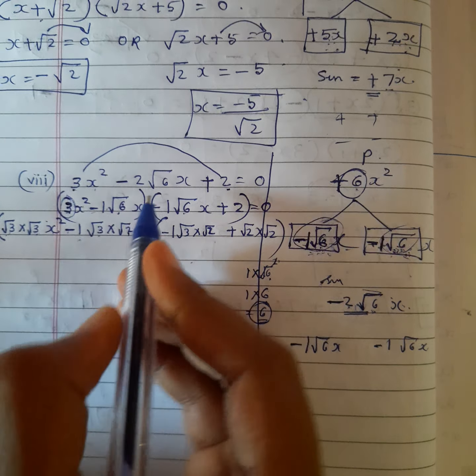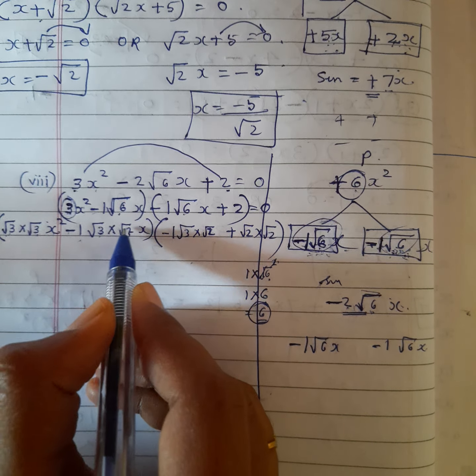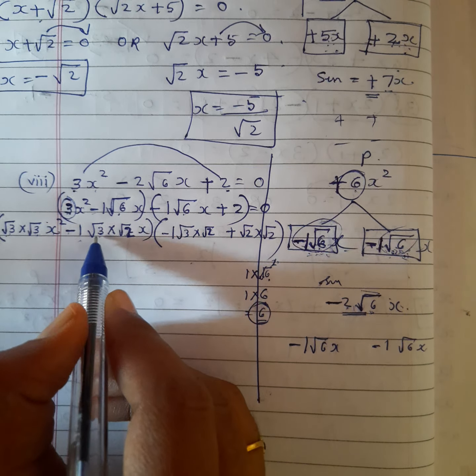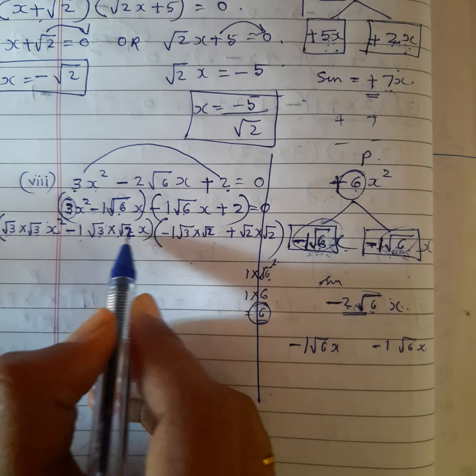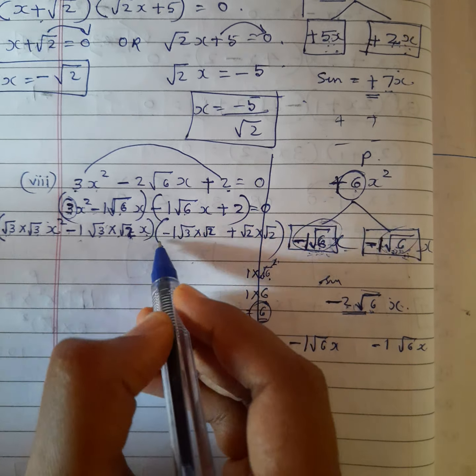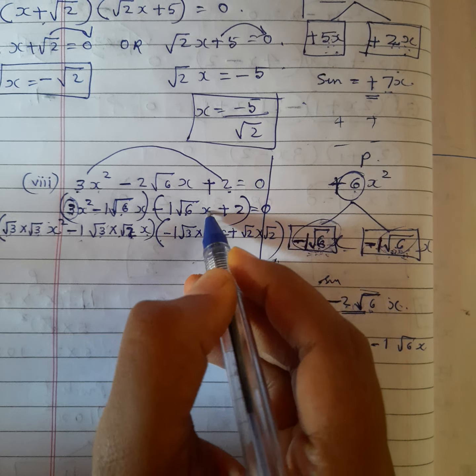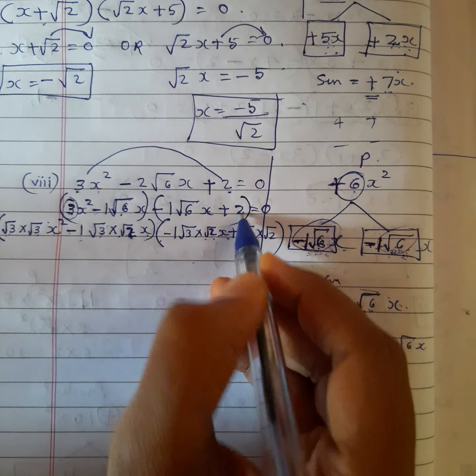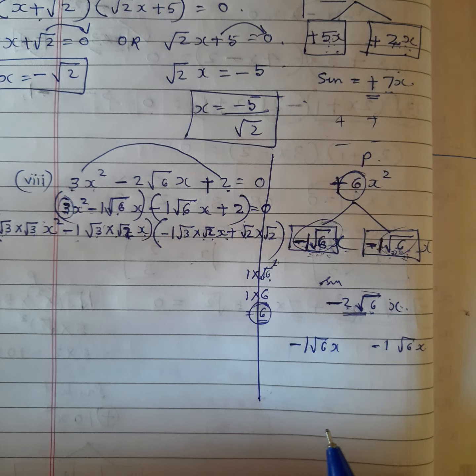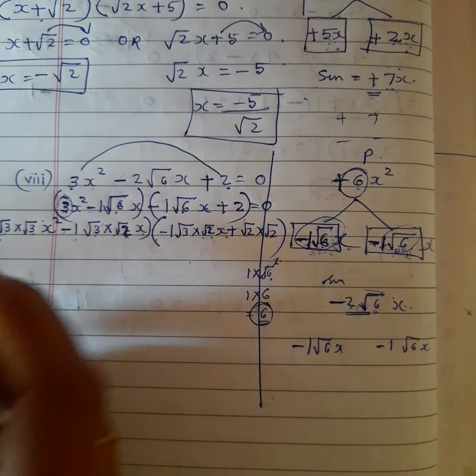So instead of 3 I have written √3 into √3 and x² as it is. Minus 1 and √6 in expanded form is √3 and √2, 3 twos are 6, x. Minus, here also √6 is written √3 into √2, x is here, plus 2 written as √2 into √2. Okay, this is written in expanded form in this step.